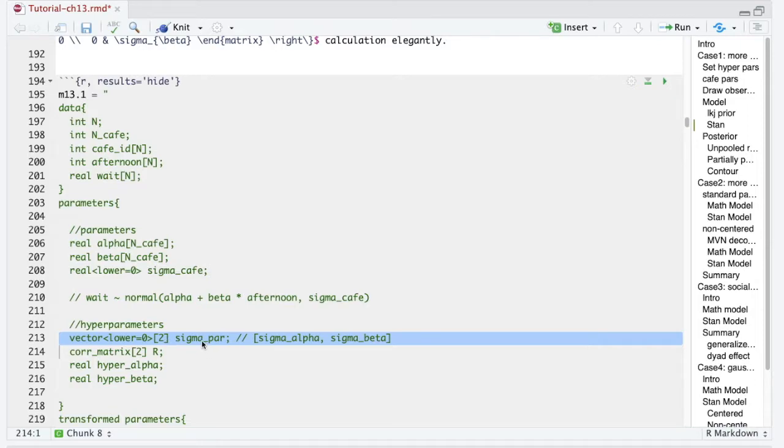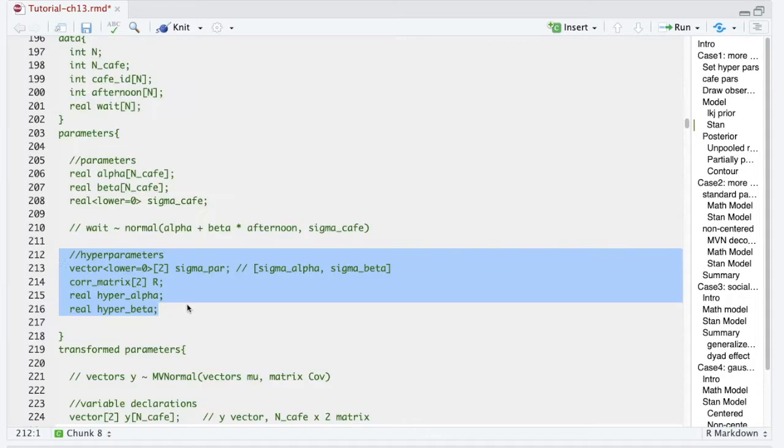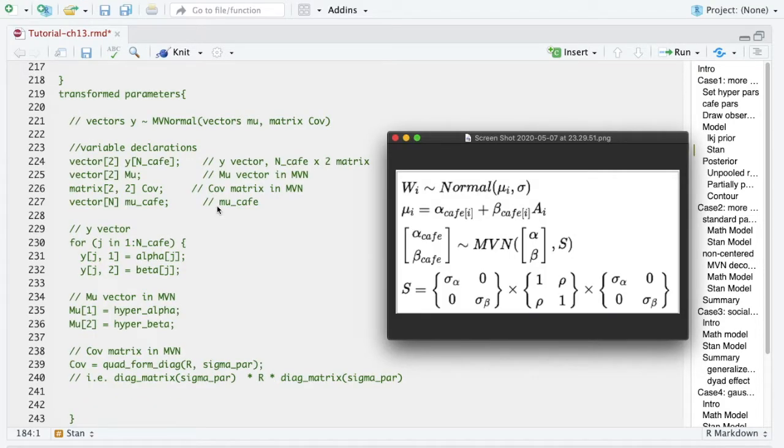I define them together because there is a convenient way to convert a vector like this into a matrix like this, with sigma alpha and sigma beta on the diagonal. These hyperparameters work together and build the prior for our alpha and beta in the first level parameters. In the transformed parameters block, the code is a little bit complicated, but no worries, I will explain the code step by step to you.